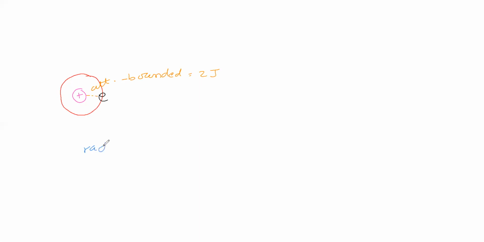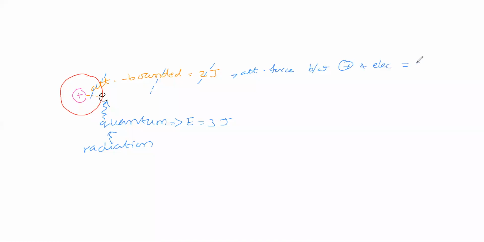Next we are exposing this metal lattice to radiation. This radiation consists of quanta. Suppose the energy of a quantum is 3 joule. This quantum is falling over this electron. This electron is absorbing this quantum. Due to that, the attraction between the nucleus and the electron is breaking. So the bonding force is breaking. Now the attractive force between the nucleus and the electron becomes 0, isn't it?